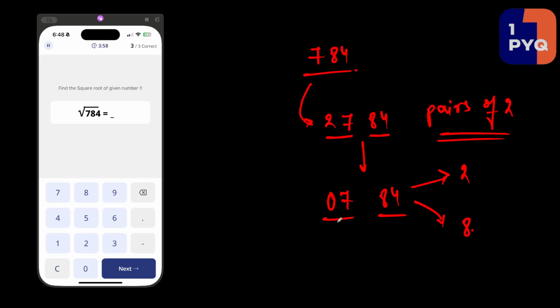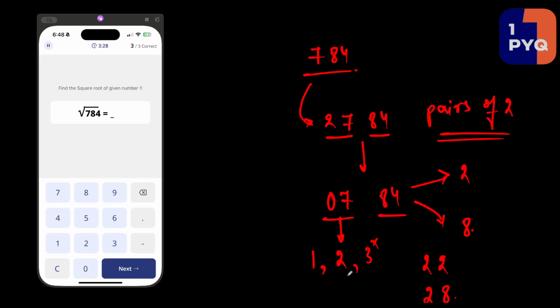Further I need to check which square is falling before 7. So I have a 1 square which is falling before 7, a 2 square is also falling before 7, a 3 square is not falling before 7 because 3 square is equal to 9. So my answer is either going to be 22 or my answer is going to be 28.